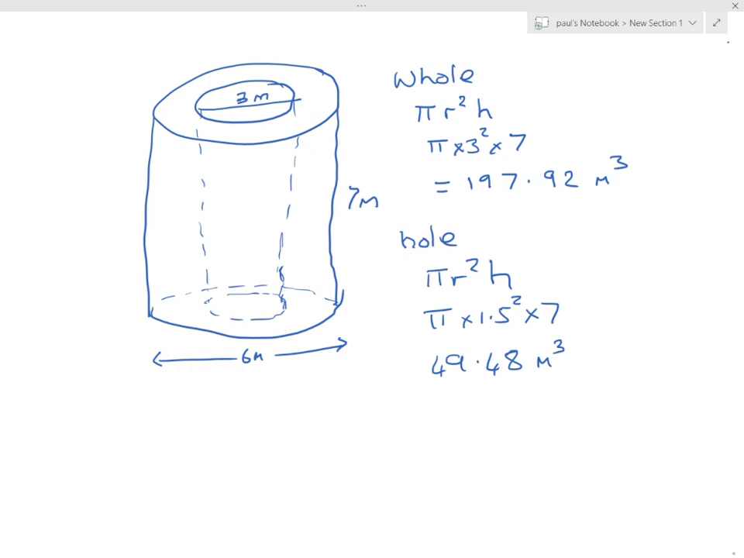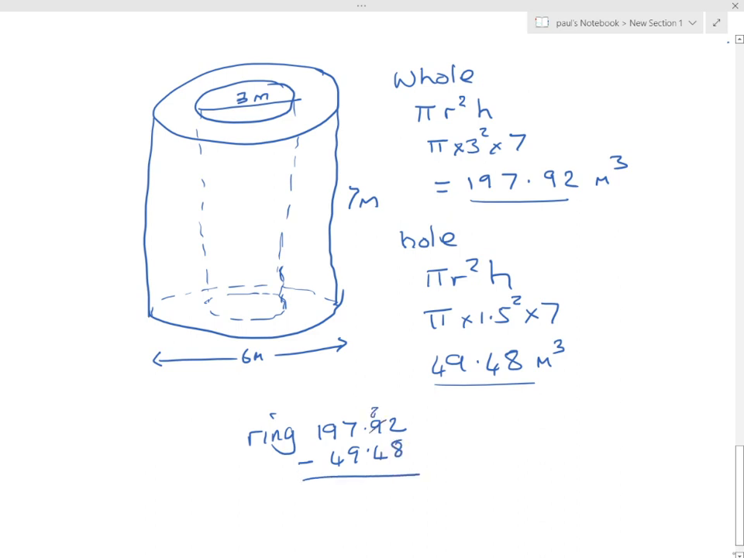And so to find the volume of the ring, I call it a ring, it's going to be this one at the top, minus that one. So we got 197.92 minus 49.48. See what that comes out as. So we got 148.44 meters cubed. Right. Now, the next thing we worked on was pyramids.